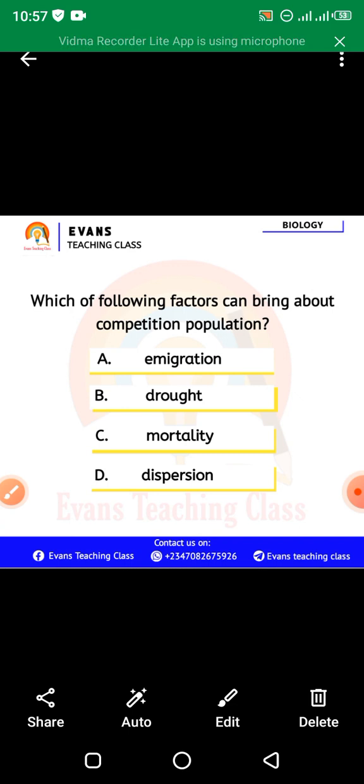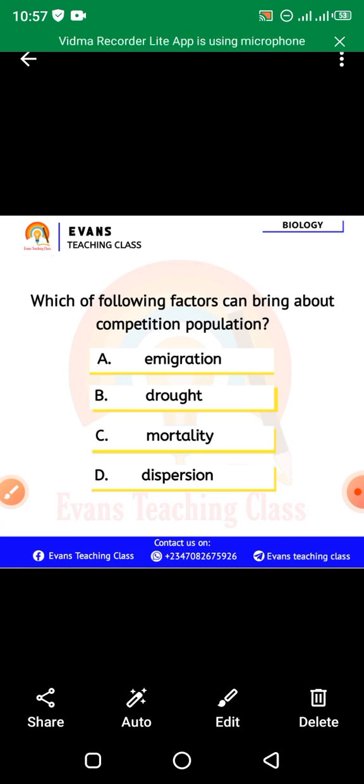So emigration is the process whereby organisms migrate from one habitat to another. So emigration is out of the options, because organisms are moving from that habitat to another habitat, thereby reducing the population of that habitat. With a reduced population, competition will be less, or it may not even happen again. So that's what we call emigration.